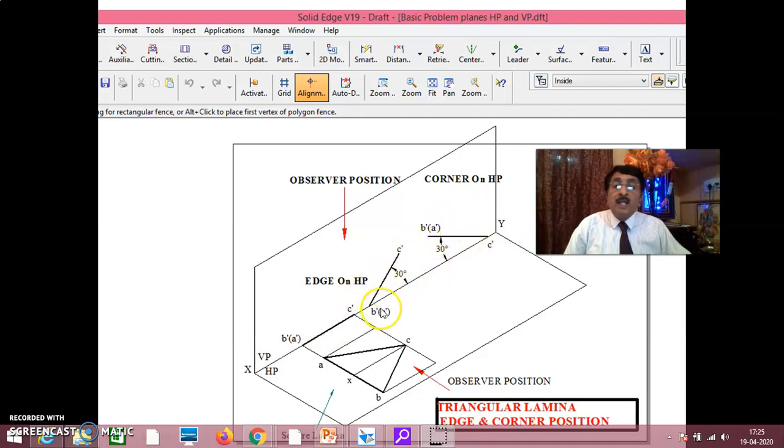But you should know very well, here it is edge on HP, here it is corner on HP, one single position. That is why here afterwards, we call this a triangular lamina, edge and corner position. Please observe, these are now plane surfaces. But later on, the same thing gets converted into a triangular pyramid or tetrahedron, and later into a triangular prism. But for all that, your basics are very important. You write this way only.